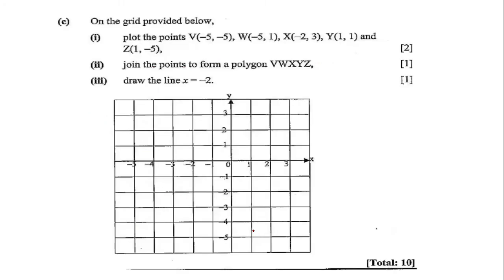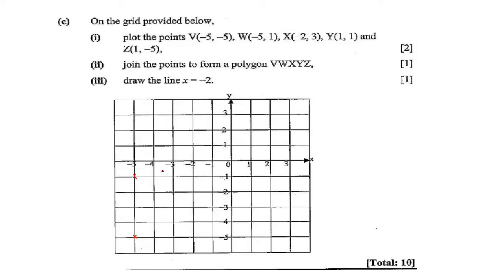On the grid provided below, plot the points B: -5, -5. Let's start plotting them one by one. -5, -5, we go to this one here. So this is the point here. We go to -5 on both axes and where these two meet is where the point is. Then we go to -5, -1. This is where the point is.